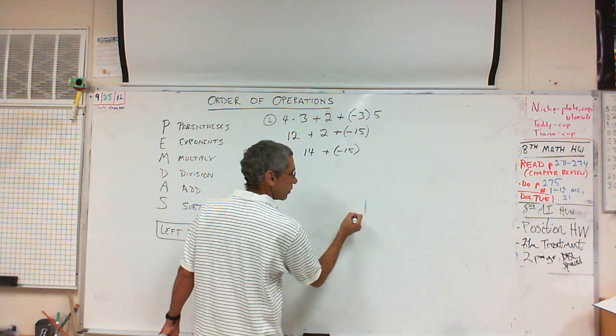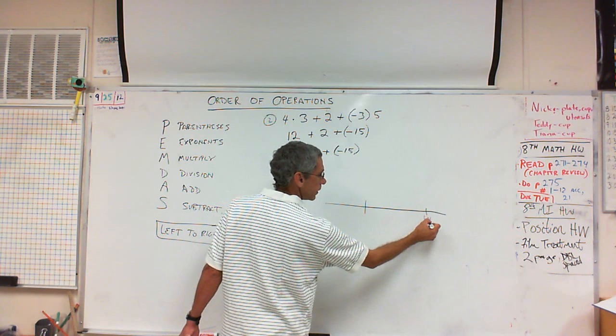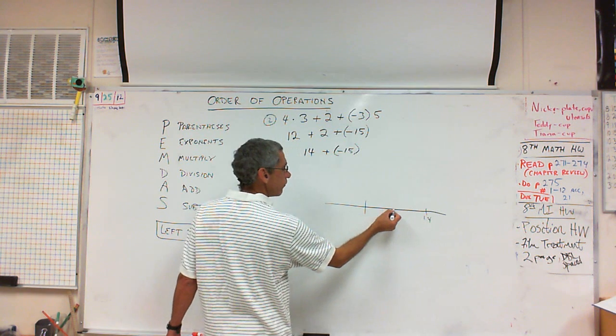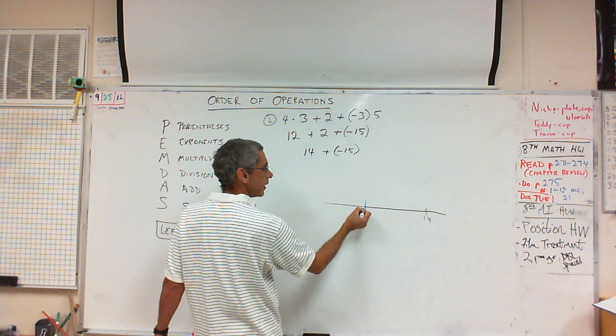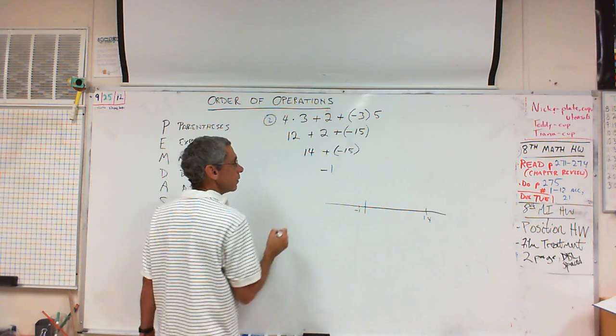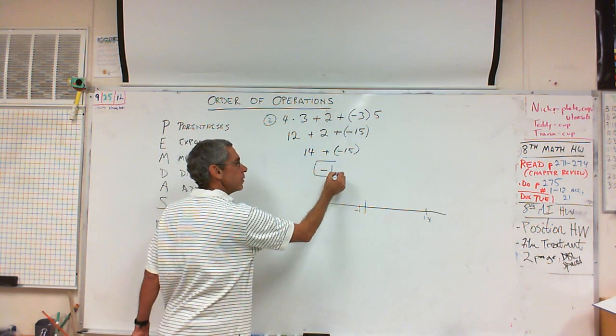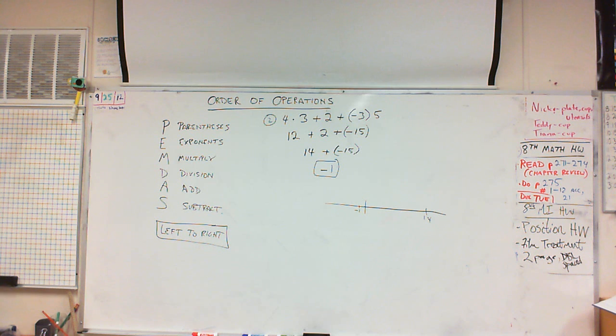So I've got a 0 here, number line. I'm going over 14. There's my 14. And then I'm going to come back 15. So here's 14. I came back 14, and I've got to come back one more. So that's going to give me negative 1. Woo! Right? So that would be my answer. Pretty straightforward, right? What I don't understand is how do you know it's right?